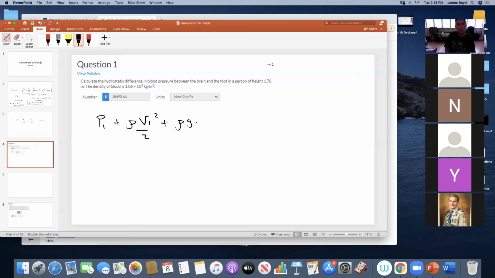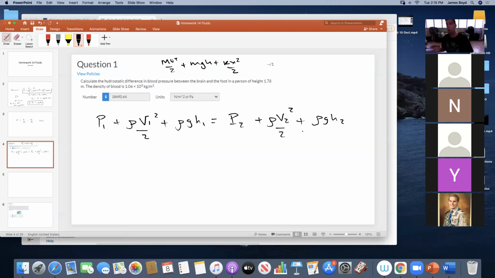And remember, like I said, this is a lot like the energy equation. You can think of it as a pressure equation that looks like the energy equation. In the energy equation, we had mv squared over 2 plus mgh plus kx squared over 2 at different points. Well, here the pressure is conserved. So we write the static, the kinetic, and the gravitational pressure at each point.